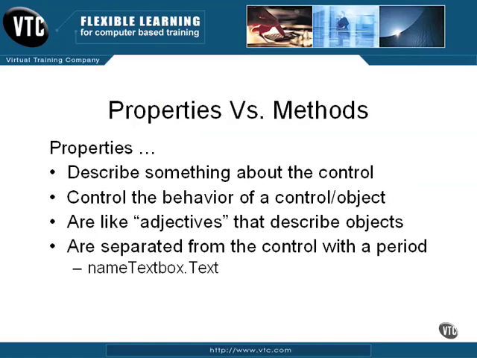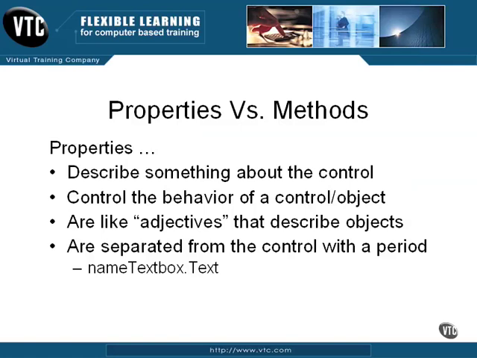We need to take a moment to understand the difference between properties and methods. We have seen that properties are associated with various controls. Properties describe something about that control. It could be the size of the control or the color of the control. To some extent, properties can control the behavior of a control or object.